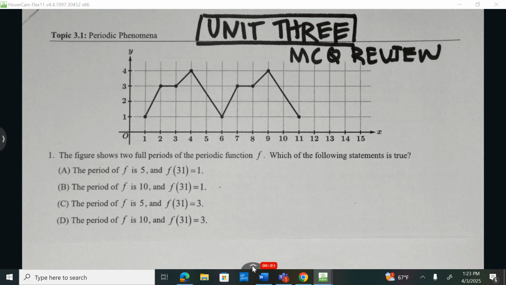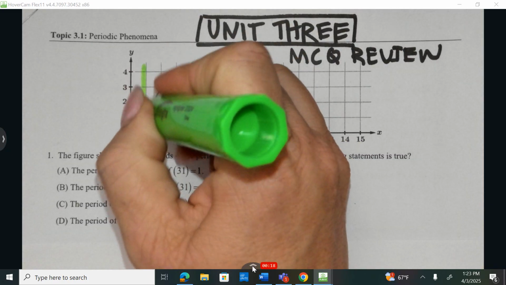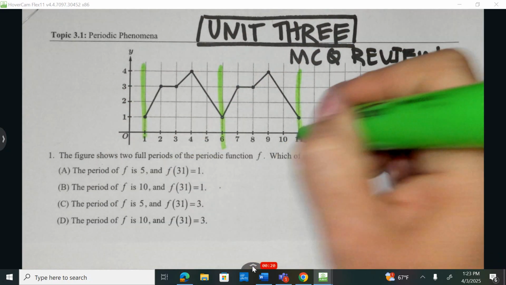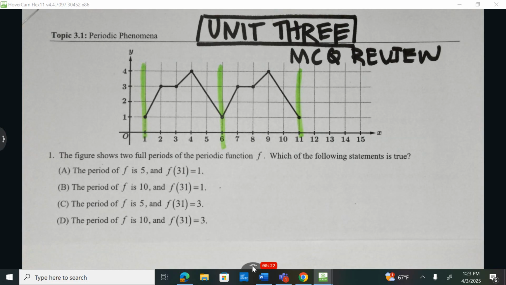Let's look at number 1 from Brian Passwater's Unit 3 MCQ review. It says the figure shows 2 full cycles of a periodic function f. Which of the following statements is true? Well, let's look and see where these cycles are. It tells me there's 2. I can see where the cycle starts and where it stops, and I can see the pattern.